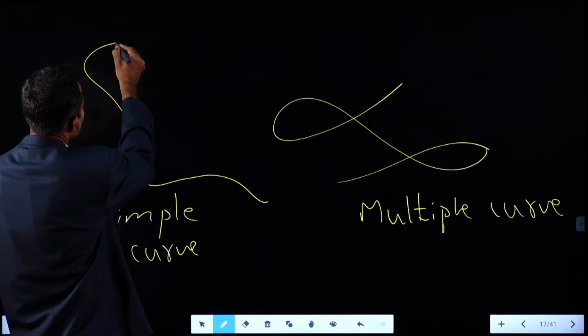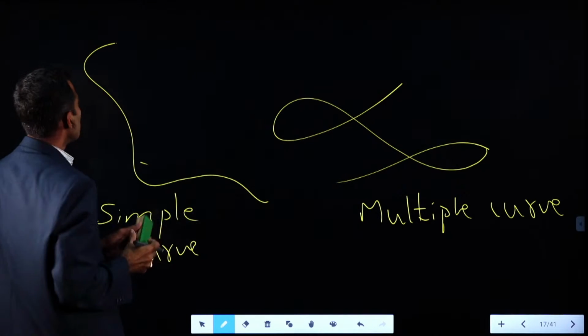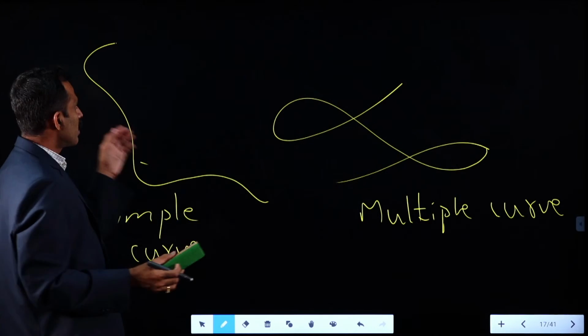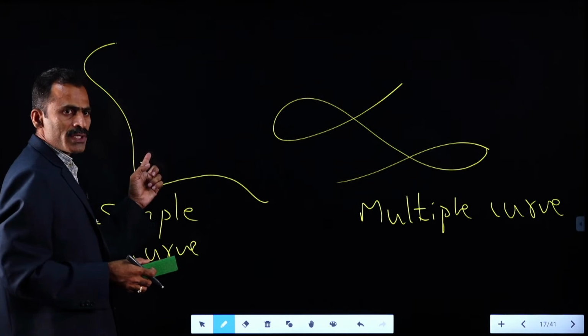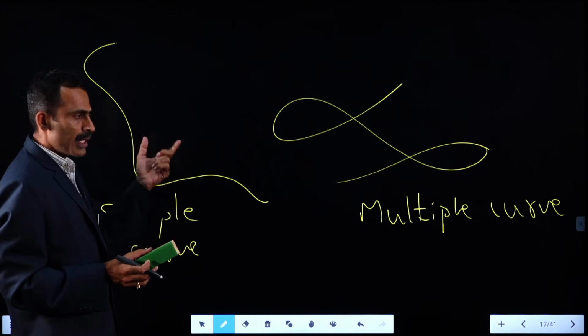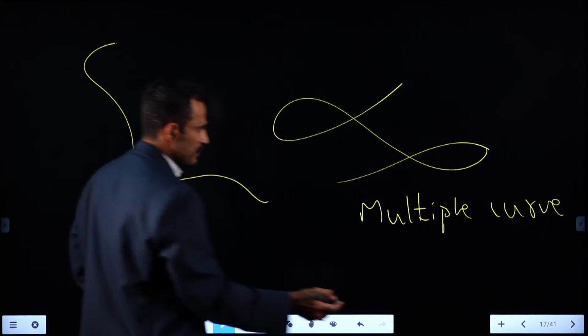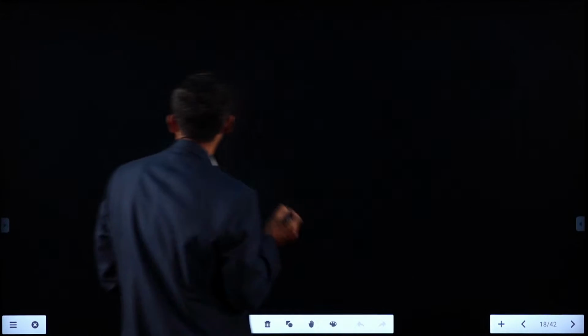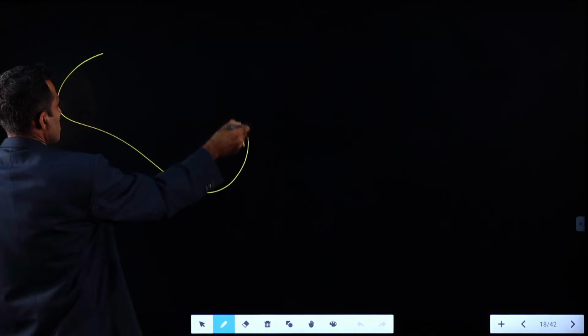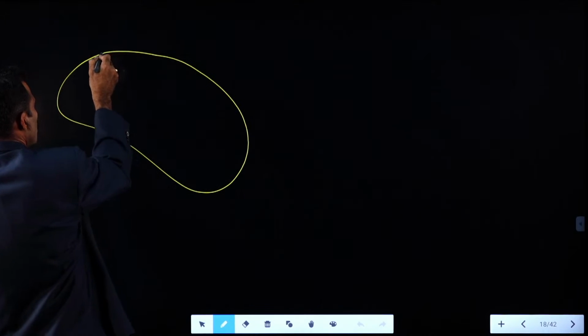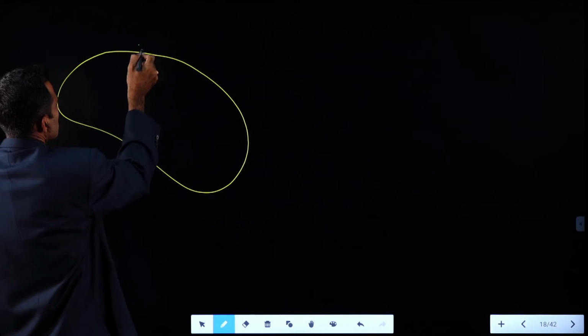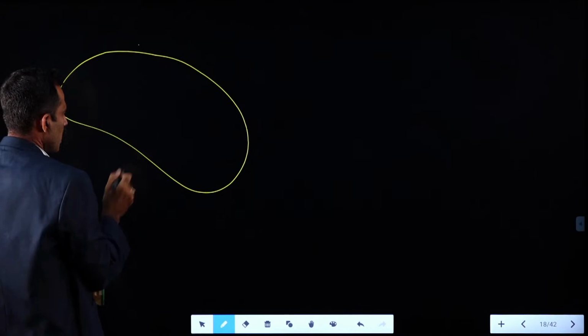Suppose if we join the initial point with the terminal point, the starting point with the ending point, then that becomes closed. First of all, the curve is simple as well as closed in such case. Then in such case, the curve is called simple closure curve only. Now the curve is simple and also closed. So this is the simple closed curve only.